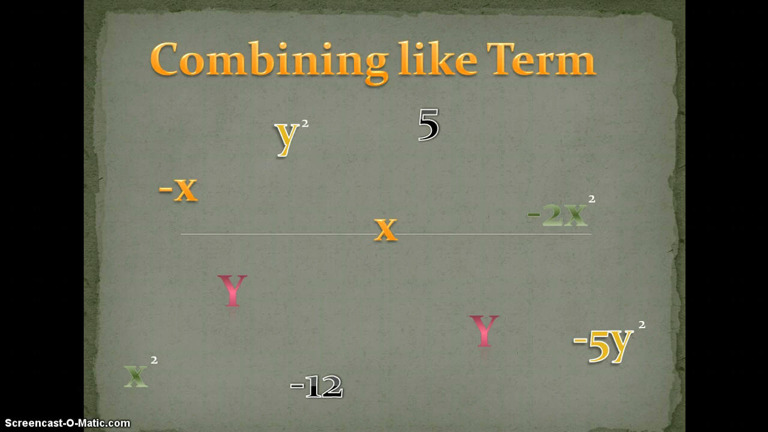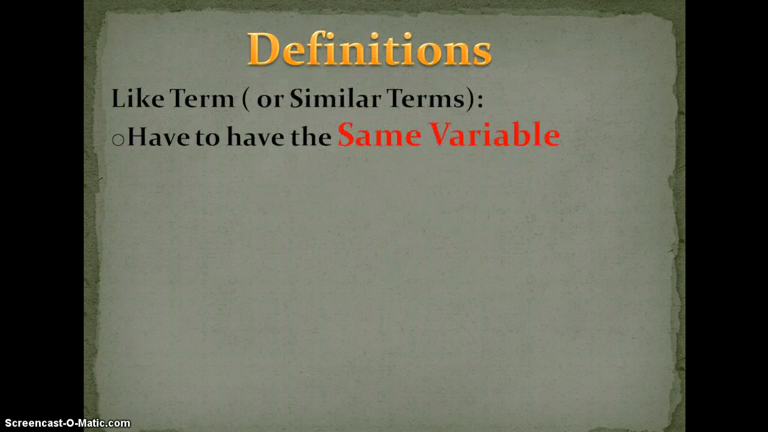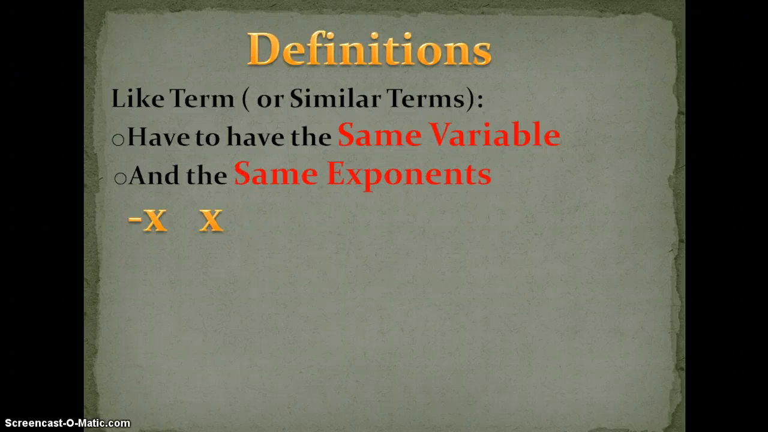Let's go ahead and move on and give the actual definition of like terms. Like terms or similar terms have the same variable. So we have negative x and x. Those both are the same variable, so at this point they constitute like terms. They also have to have the same exponents. So at this point, negative 2x would also be a like term to negative x and x.